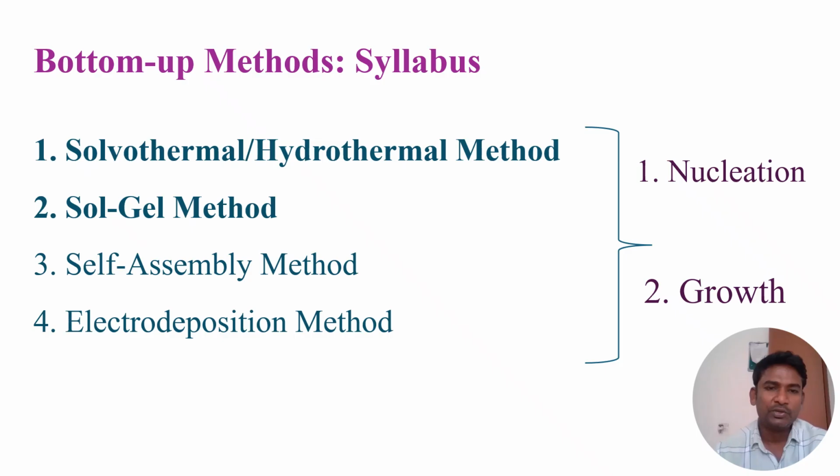So in this module, I will explain the solvothermal and hydrothermal method for nanostructure synthesis and the sol gel method. Note that all these methods involve two key processes, namely nucleation and growth, because we need to control the nucleation and growth process so that we can control the size and shape of the nanostructures, which in turn decides the application.